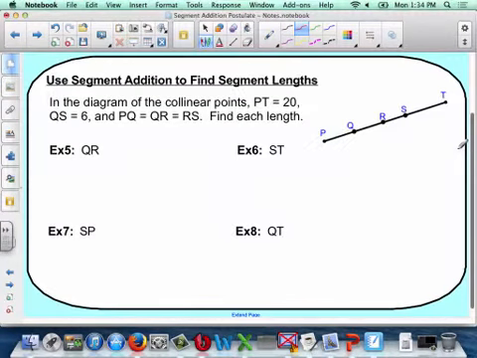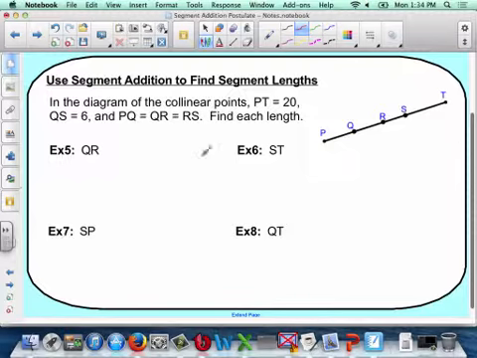This time we're given some more information. We're told that PT is 20, QS is 6, and PQ, QR, and RS are all equal. It says find the length, or find each length.